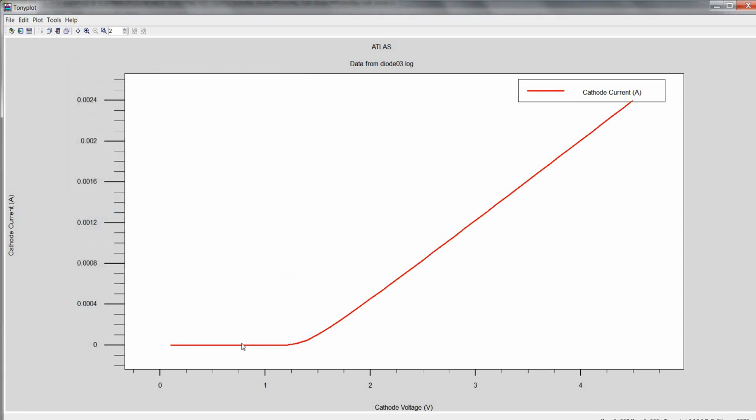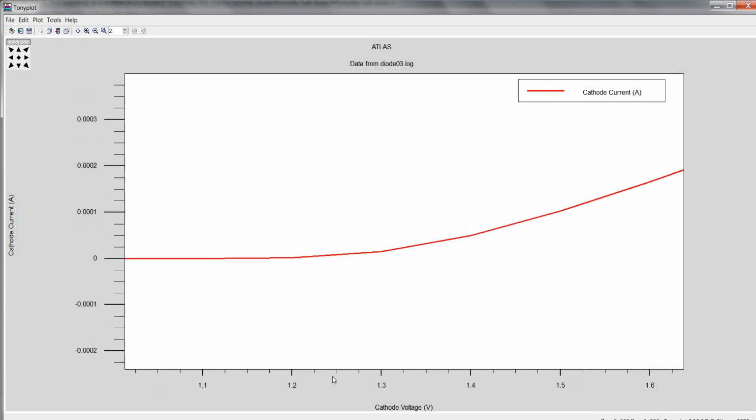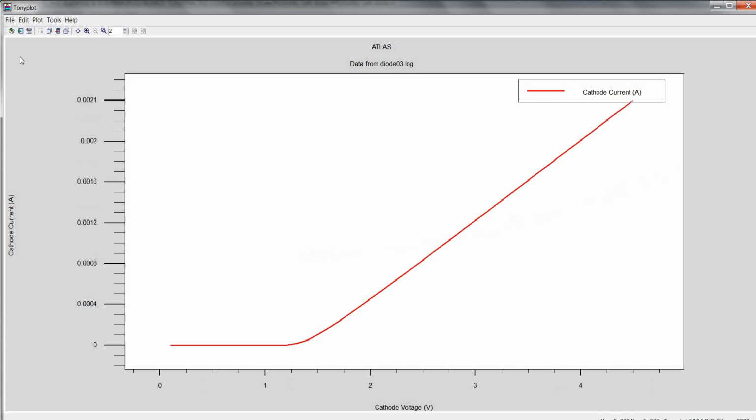And we can see the Schottky behavior or the diode behavior from the IV characteristics of this structure as well under the application of forward bias voltage. The turn-on voltage in this case is approximately 1.2. It depends on the work function.